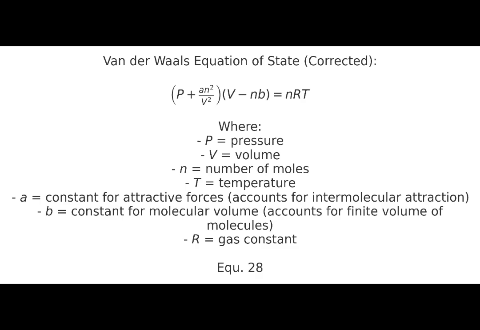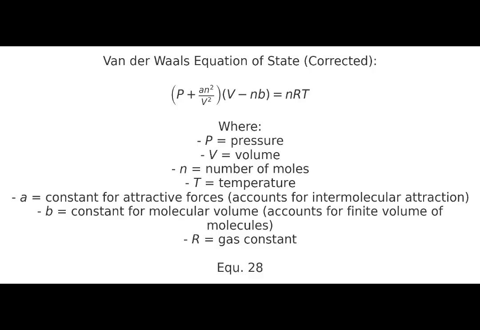Equation 28 shows the van der Waals equation, with the parameters described below. P equals pressure of the gas. V equals volume of the gas. T equals temperature of the gas. n equals number of moles of gas. R equals ideal gas constant. a equals constant that accounts for the attractive forces between molecules. b equals constant that accounts for the finite volume occupied by gas molecules.